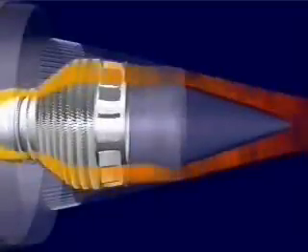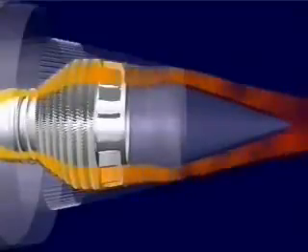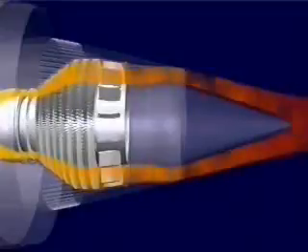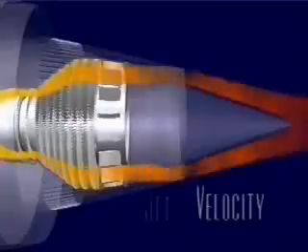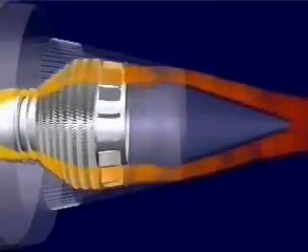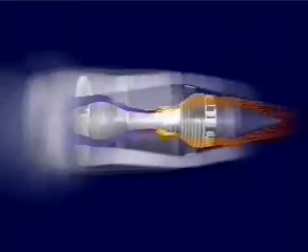Finally, the combusted air races out through the exhaust nozzle at the back of the engine to be accelerated one last time. The speed at which this gas exits the nozzle is called jet velocity. This exhaust stream produces only 20% of the engine's total thrust. The remaining 80% is produced by the large volume of accelerated bypass air exiting the fan duct.